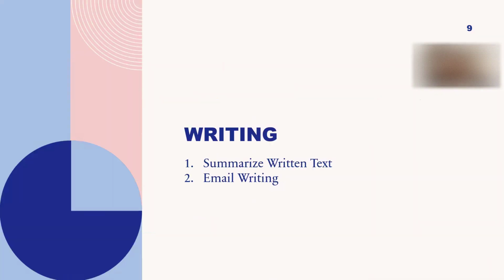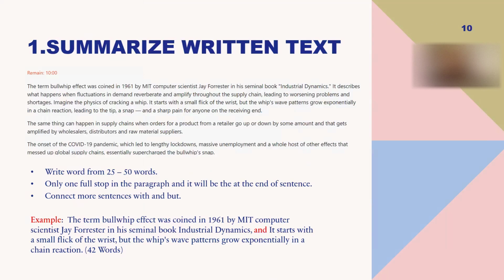Okay, so the second module is writing. The writing module is the same as PTE Academic. There will be two tasks. The first one is summarize written text, and one minor change here is email writing. In PTE Core there will be email writing, but in PTE Academic there was essay writing. Yeah. So let's start with summarize written text.